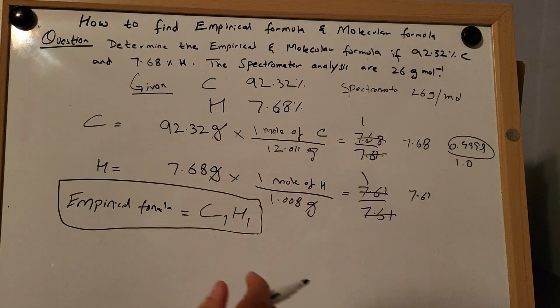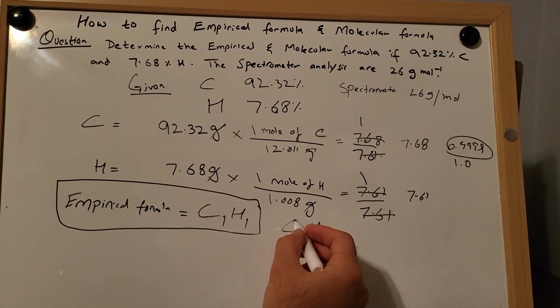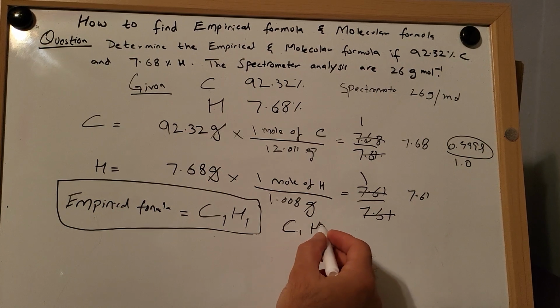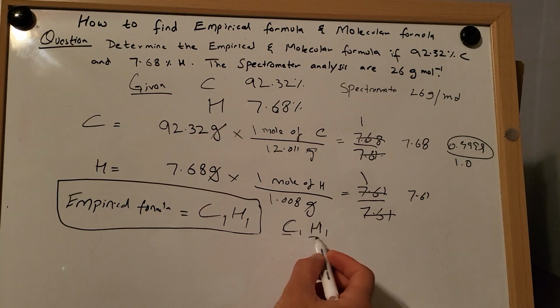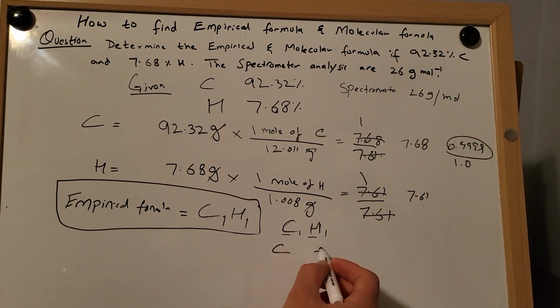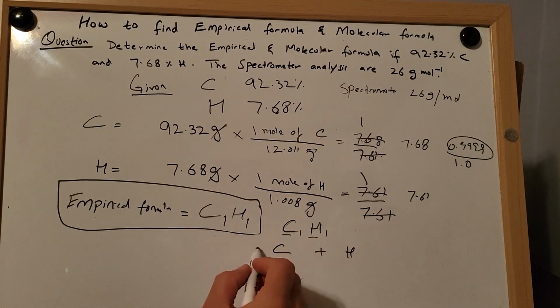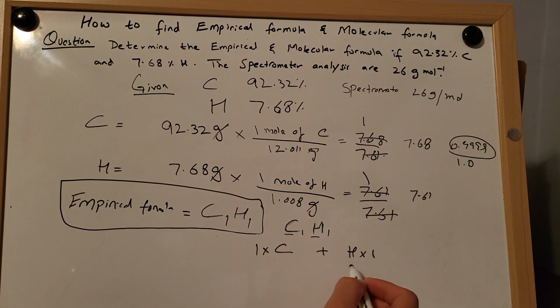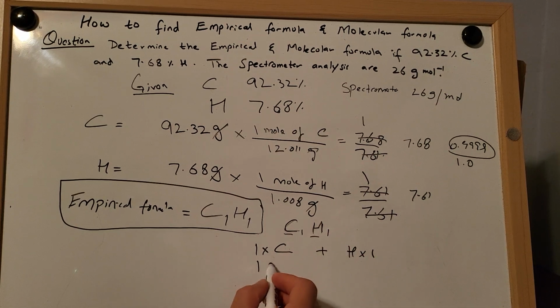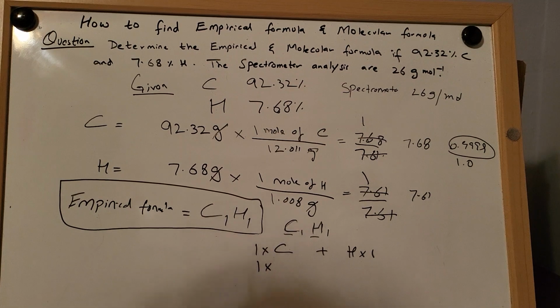So we have C1 and H1. You will find the molar mass of this compound. First thing you have to do is isolate C and H. So C plus H. Now you have to see the coefficient. The coefficients are 1 and 1. You will multiply 1 with C and 1 with hydrogen. So we write down 1 multiplied by C. What is C? C is carbon. How much is carbon? We will go to the periodic table.